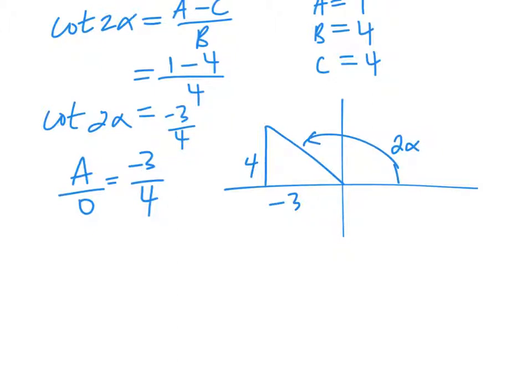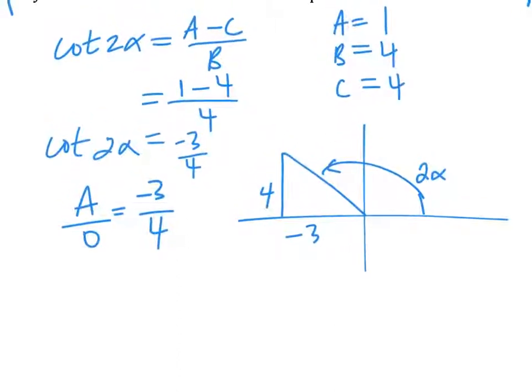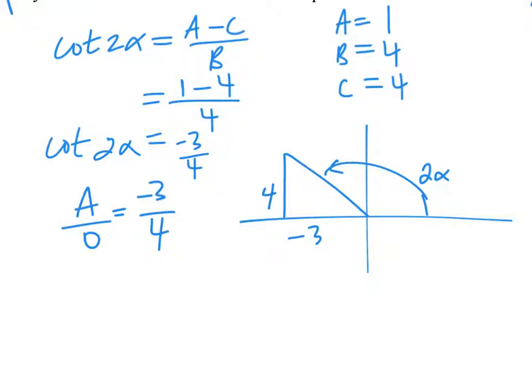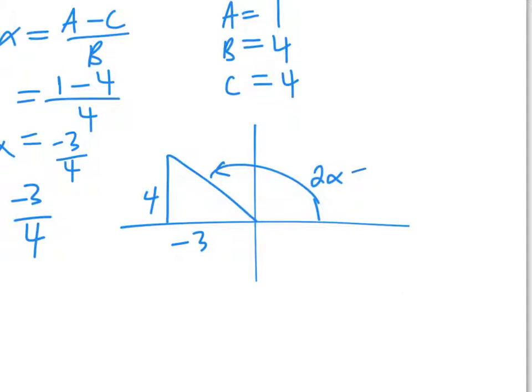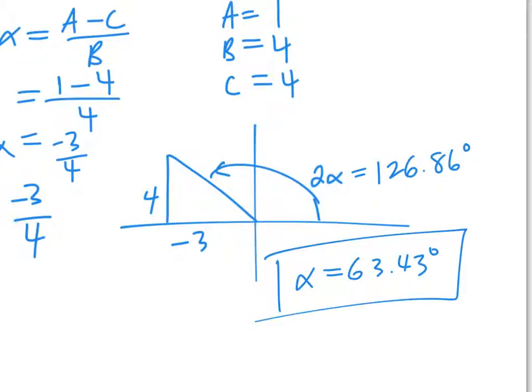You guys can do this, right? We did this a lot last chapter. Okay, so go ahead and figure out what alpha is. Okay, so 2 alpha, I don't remember what the number is. 126.86, something like that. So then remember to divide by 2, so it's going to be 63.43. So the angle of rotation is 63.43.